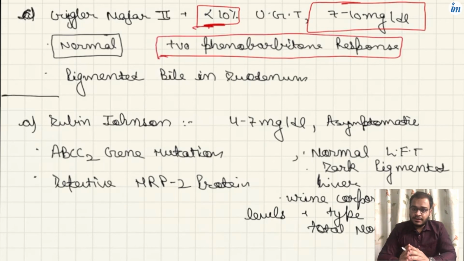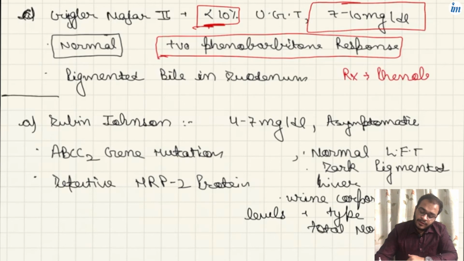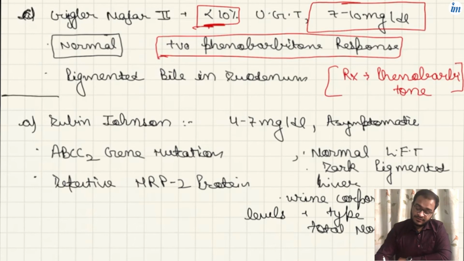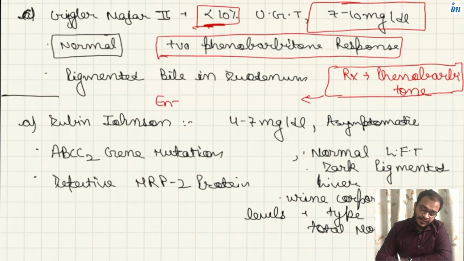See, in these patients, we know we have a deficiency, not complete, of the enzyme UGT. So we give one anti-epileptic drug which is known as phenobarbital. Mind it, friends, it comes under the category of anti-epileptic drugs. But the thing is, this drug is an enzyme inducer. The characteristic point: this drug is an enzyme inducer.